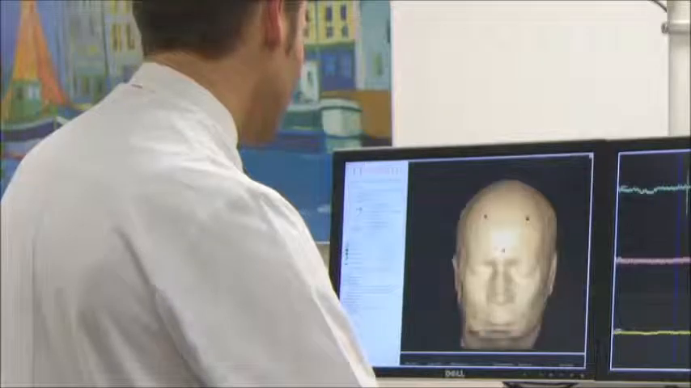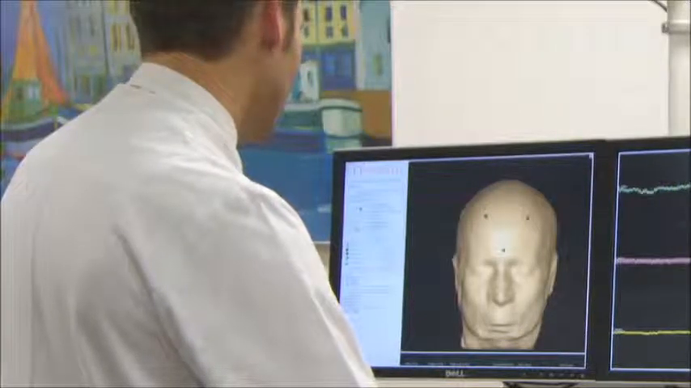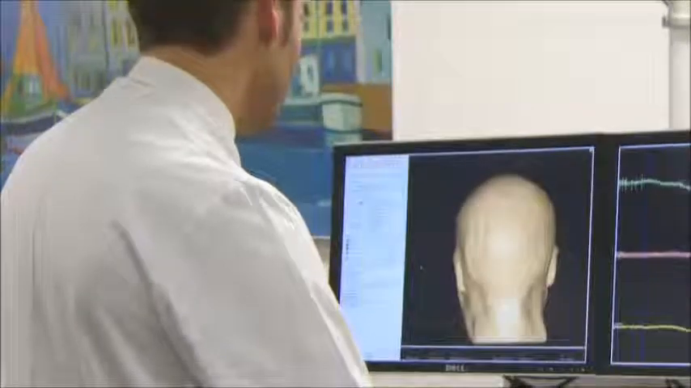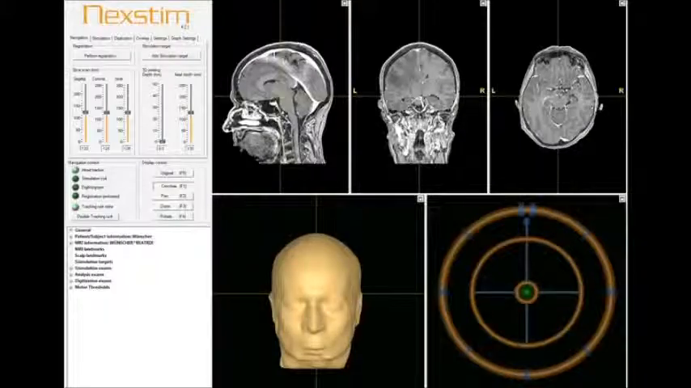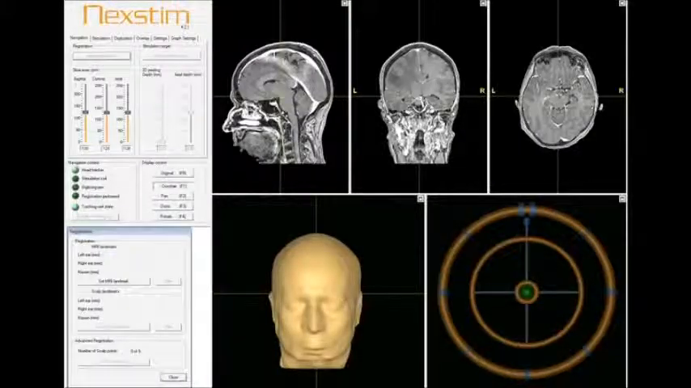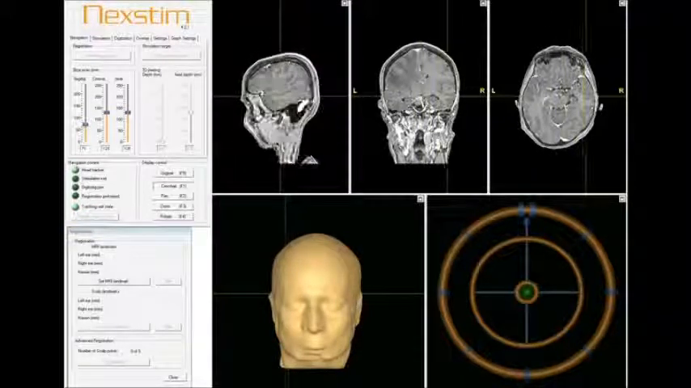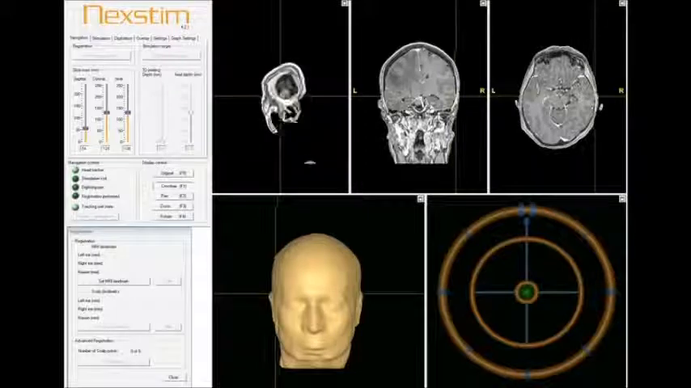Using a standard head MRI dataset, the NBS system compiles a three-dimensional rendering. For alignment with the head, the Nexstim and pre-auricular points on the rendering are selected as landmarks.